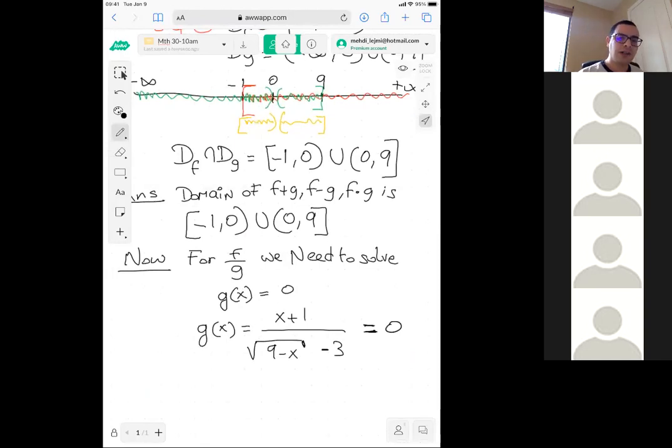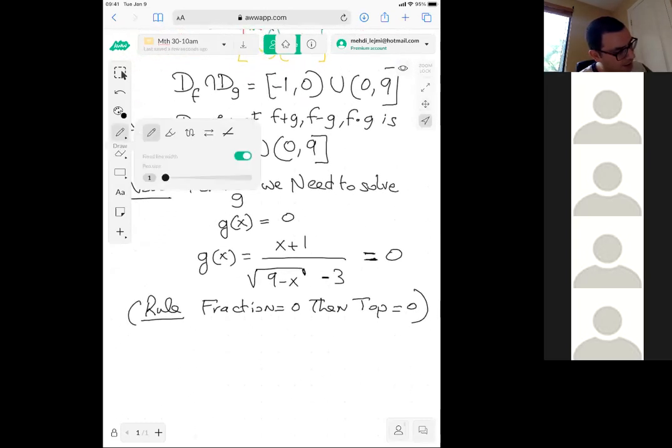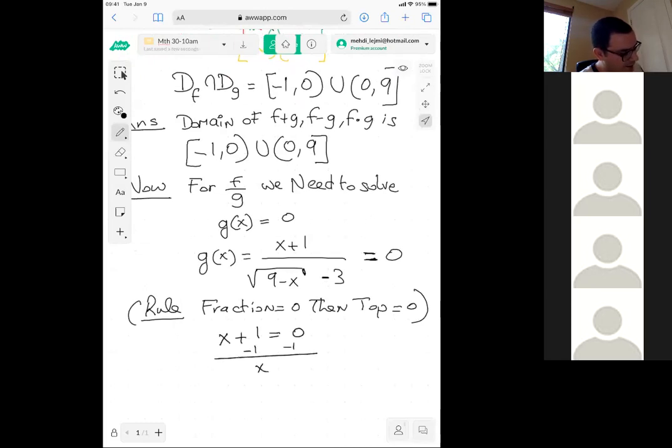We have a fraction equal to 0. If you have a fraction equal to 0, you have to solve the top equal to 0. This is a general rule: if a fraction is 0, then the top is 0, because 0 over a non-zero number is just 0. You don't really care about the denominator. All I have to do is solve x plus 1 equal to 0, so x is negative 1.